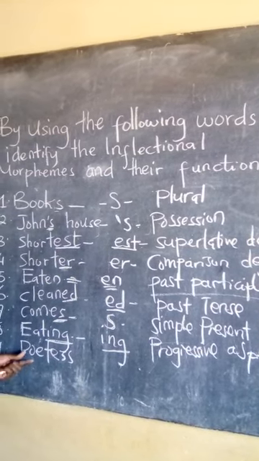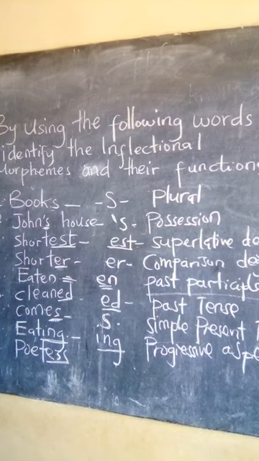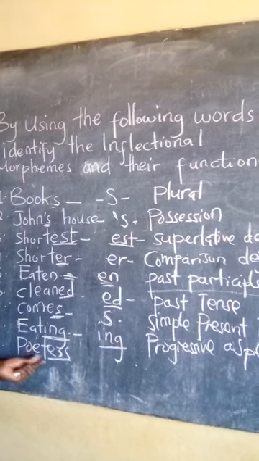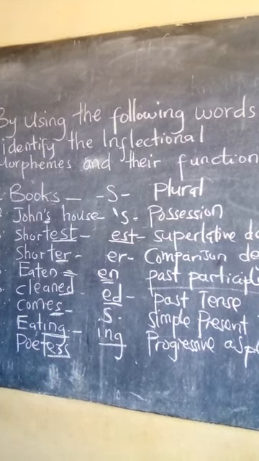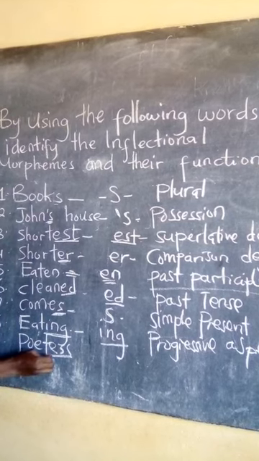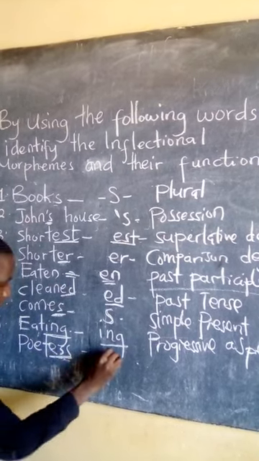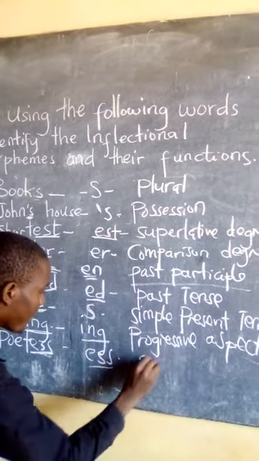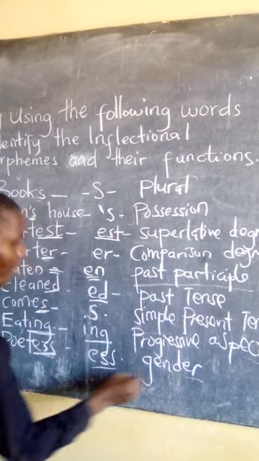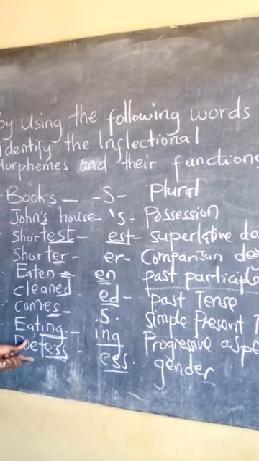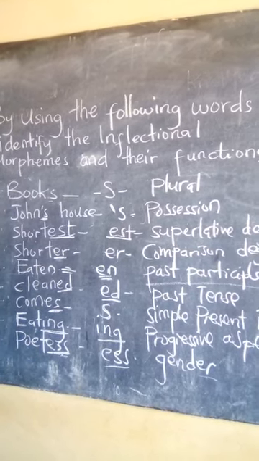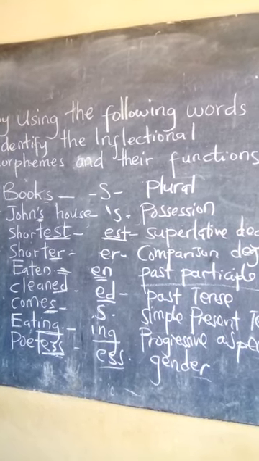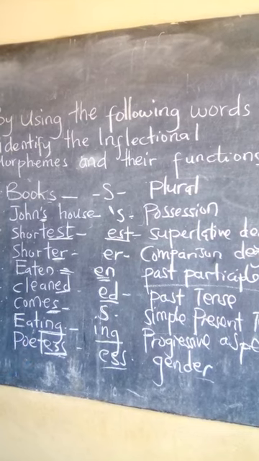Another one is the word poetess. You can also be given another word which is lioness. So we identify s. In poetess, the inflectional morpheme here is es, or s. This shows gender. From the word poet to poetess, it changes from male to female gender.